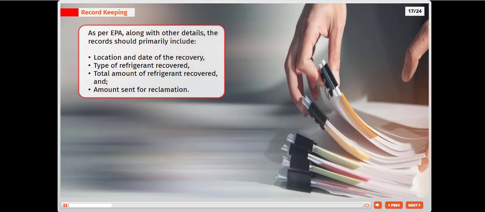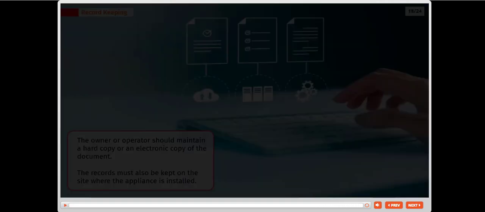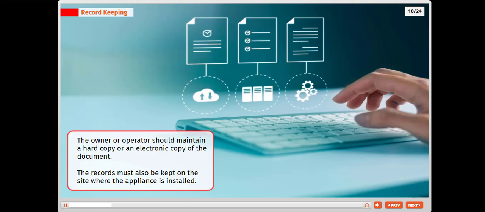As per EPA, along with other details, the record should primarily include the location and date of the recovery, type of refrigerant recovered, total amount of refrigerant recovered, and amount sent for reclamation. The owner or operator should maintain a hard copy or an electronic copy of the document. The records must also be kept on the site where the appliance is installed.